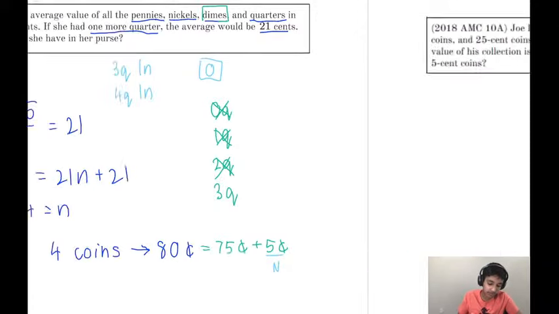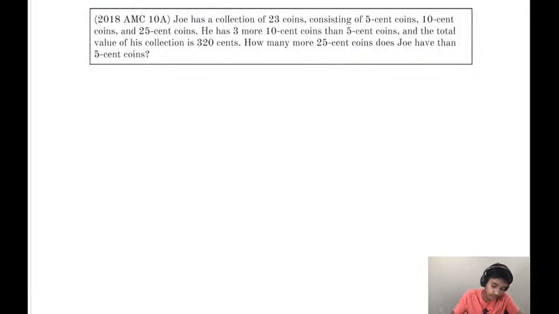Let's take a look at the next problem. Joe has a collection of 23 coins consisting of 5-cent coins and 25-cent coins. As you can see here, these kinds of coin problems, where you do some casework on the number of quarters, dimes, nickels, come up pretty often, so it's worth knowing how to solve them in general. He has 3 more 10-cent coins than 5-cent coins. The total value of his collection is 320 cents.